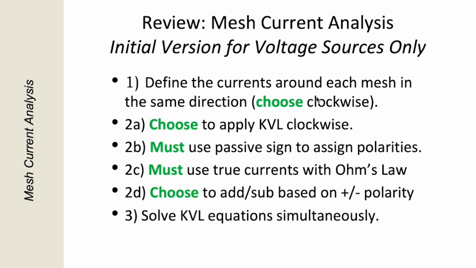We're going to define our mesh currents in the same direction. I'll choose clockwise. Then we have these options that are associated with Kirchhoff's voltage law. We can choose to apply KVL clockwise. We then must also follow passive sign convention to assign polarities for resistors, for example. We then must use the true currents with Ohm's law. And lastly, we have a choice as to whether we add or subtract terms in each KVL equation based on the plus minus polarities we might hit first going around the loop. Third step, solve the various KVL equations simultaneously.